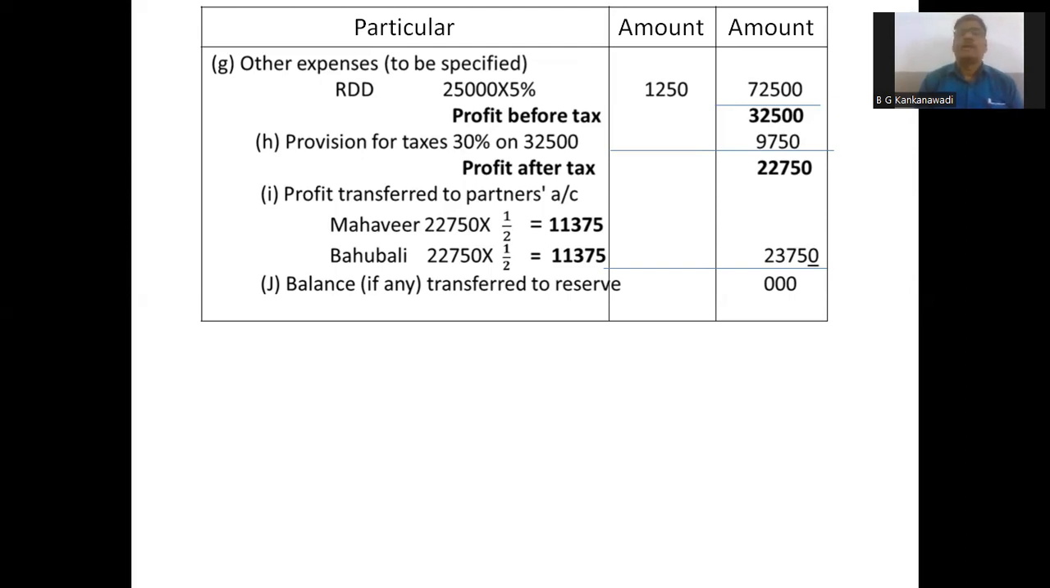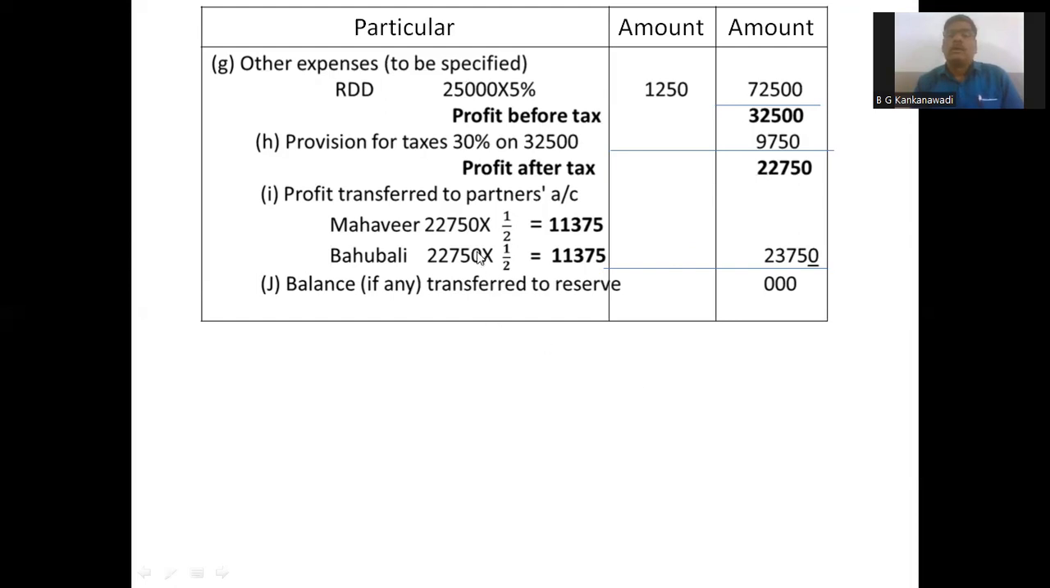This 32,500 is called profit before tax. Then in the problem there is a provision for tax at 30%. So 30% you calculate on 32,500. That is 9,750. You deduct 9,750. Profit after tax is 22,750. Then whatever profit remains, you distribute among the partners. Partners share profits and losses equally. Therefore, Mavir's share is half, Bahubali's share is half.